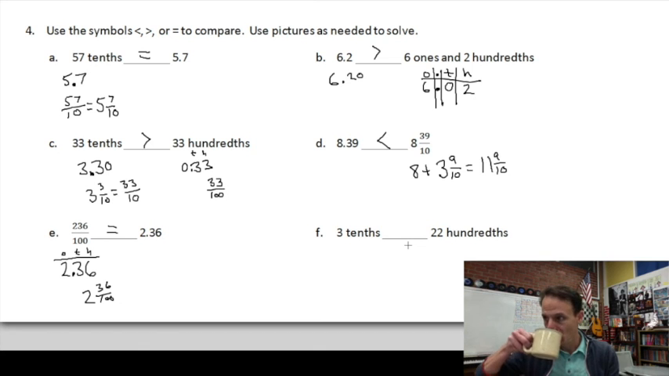Tea break. That's a Fireside Vanilla Spice.